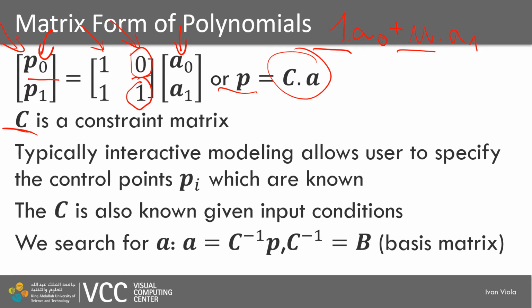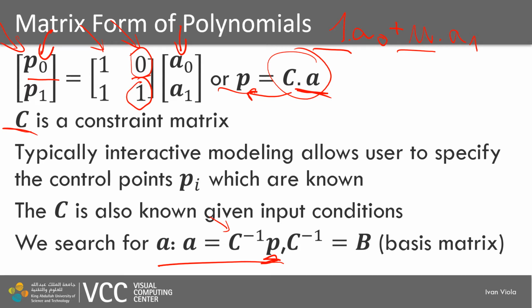Opposite of that, we need to calculate the A so that we know the canonical form of our polynomials given certain points. How can we do that? Well, we know from linear algebra that the vector A we can calculate by putting the C matrix onto the other side of the equation. And that is described here on the bottom, where A is equal to the inverse matrix of the constraint matrix, which is then multiplied by our input points P.